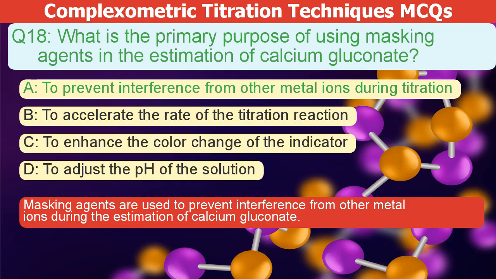The correct answer is A. Masking agents are used to prevent interference from other metal ions during the estimation of calcium gluconate.